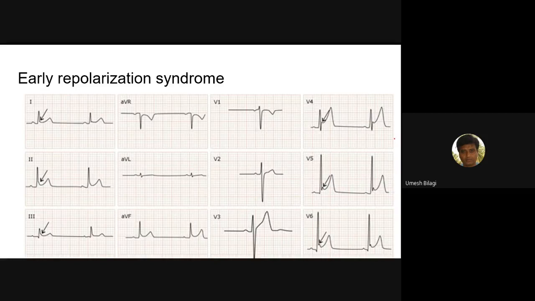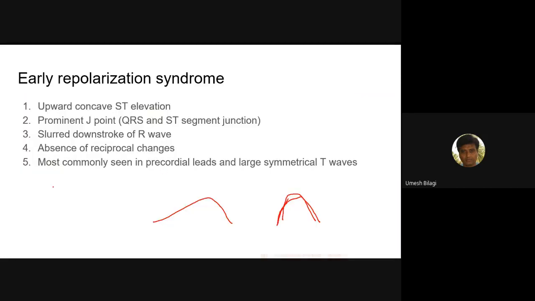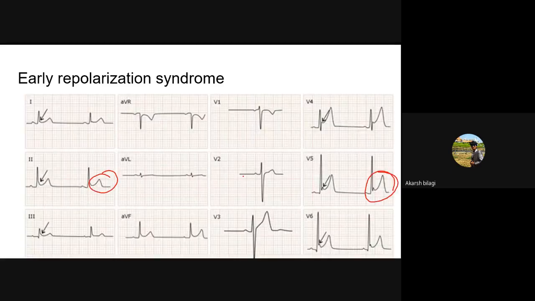So see the T waves here. You can see they are symmetrical. Symmetrical. Got it? Large symmetric T waves are there. They can ask you this in early repolarization syndrome. This one you should remember. These points.